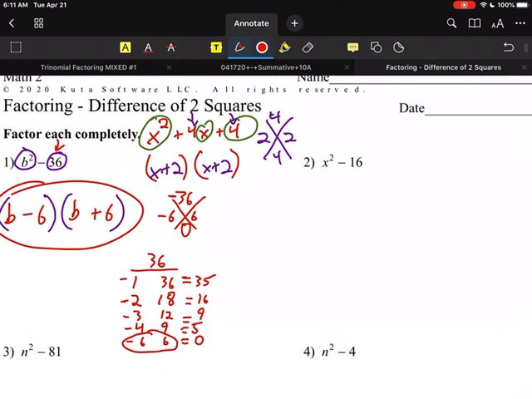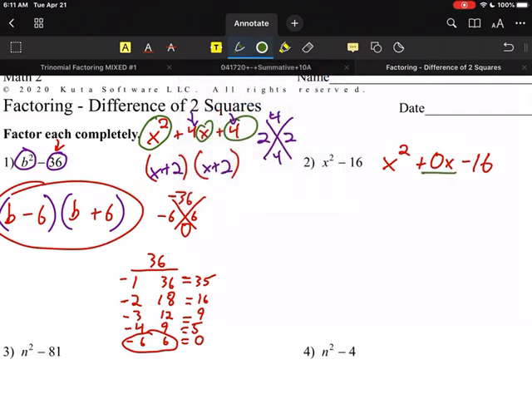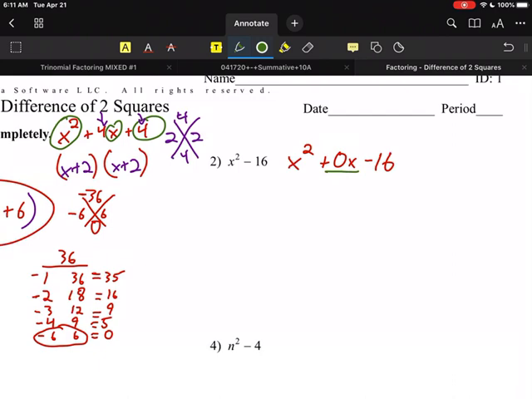I'm going to show you on this one. If you want, you can rewrite it with a 0x and just kind of put that in there, okay? That way it looks like the other problems, right? You can make your diamond. You know that this number needs to go on top, negative 16. This number needs to go on bottom, 0. And so figure it out.